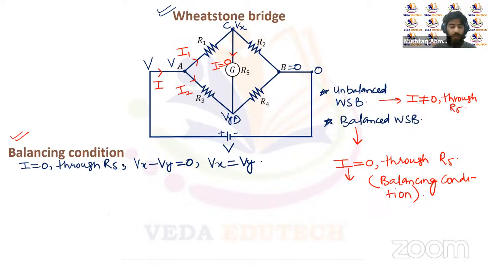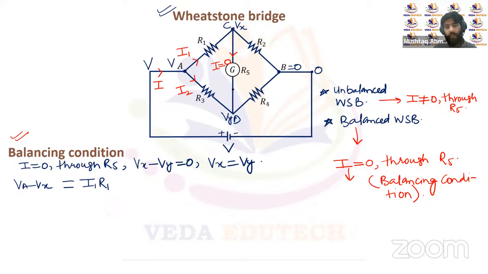And the I1 current is flowing here. We can write down this I1 current: VA minus Vx will be equal to I1 R1, right? VA minus Vx is equal to I1 R1.